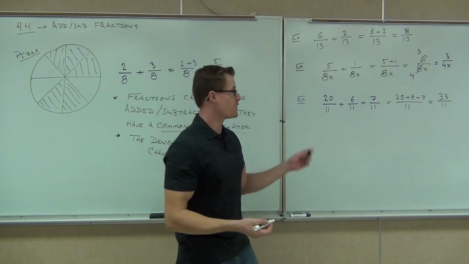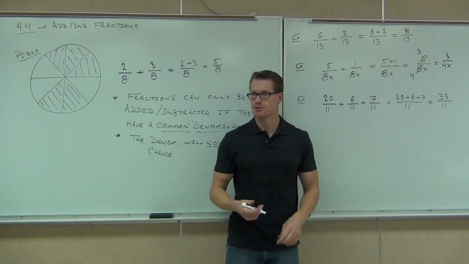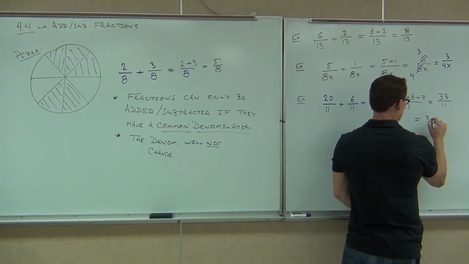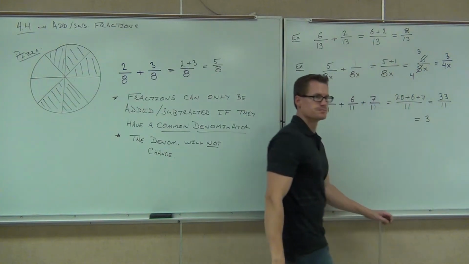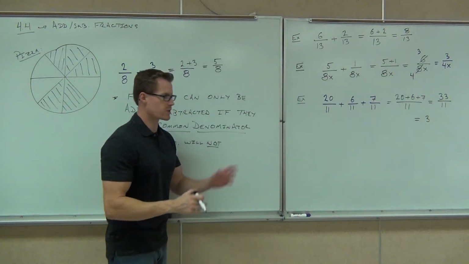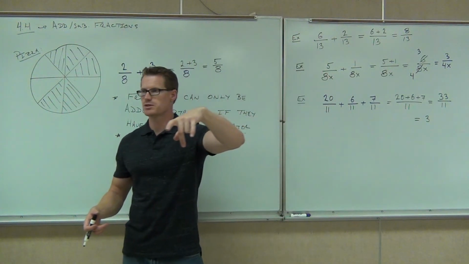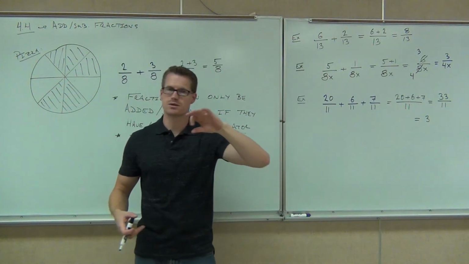Now, you can't simplify until this step, but definitely do simplify it. So if you simplify it, it's going to be 3 over 1, which equals 3. Exactly. Yeah, we're going to get 3 out of that. 11 goes into both 33 and 11, 3 times in the numerator, 1 time in the denominator. 3 over 1 is 3.